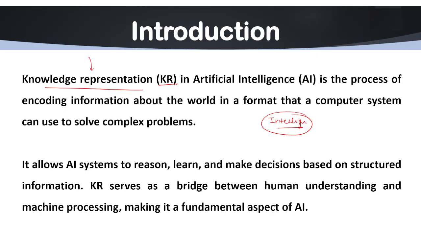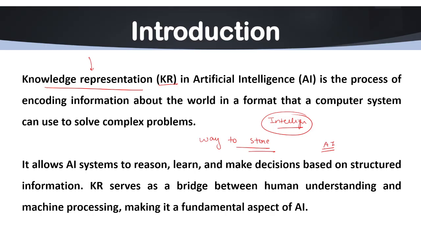in AI. In general terms, we can also say knowledge representation is basically a way to store and organize the information so that artificial intelligence can use it to make decisions, just like how humans remember and use their knowledge from past experiences.